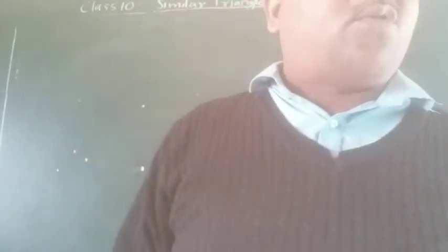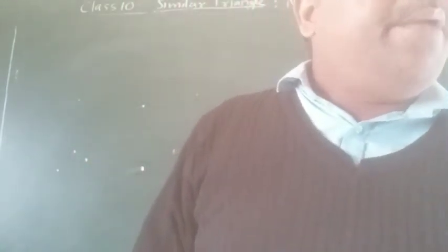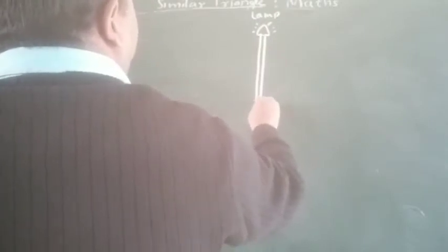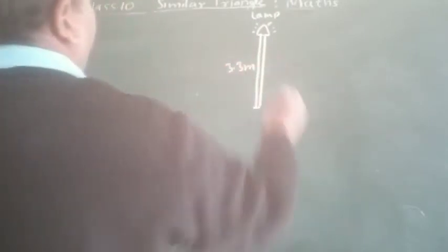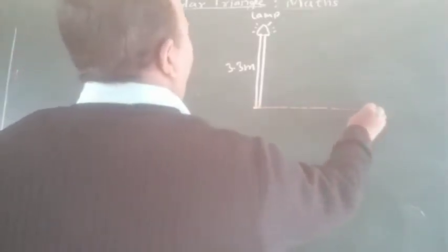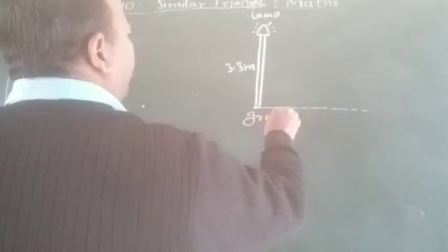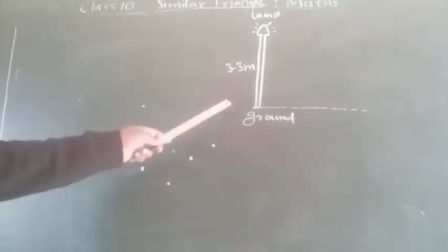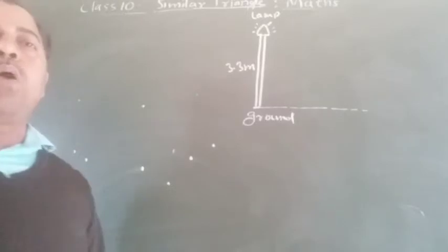Look, the question is, next question. A lamp is 3.3 meter above the ground. This is the lamp. What is the height? 3.3 meter above the ground. This is the ground, G-R-O-U-N-D, ground. This is the lamp, 3.3 meter above the ground.